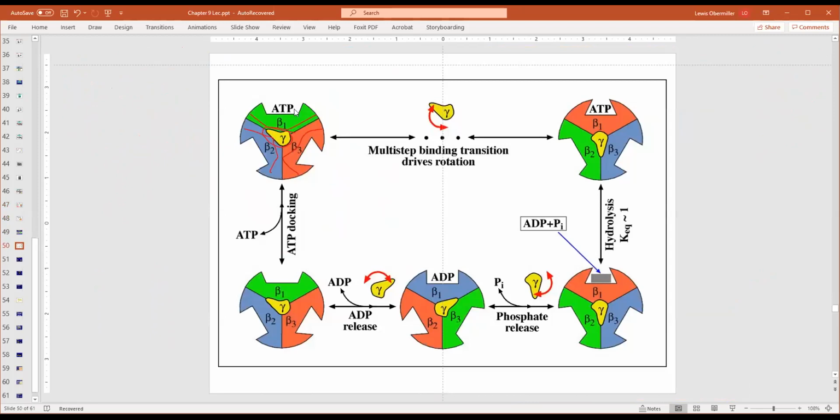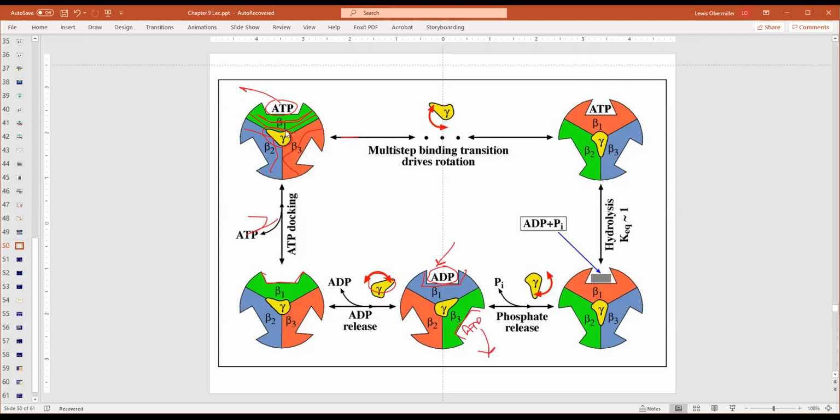So in this configuration, when it's open, the artist is showing that it has ATP in it, and that's released. So it's getting rid of that. Once the ATP is gone, this thing rotates like we showed, and it changes its shape. So now it fits ADP. So the ADP binds into it. On this side, it's releasing ATP, right?